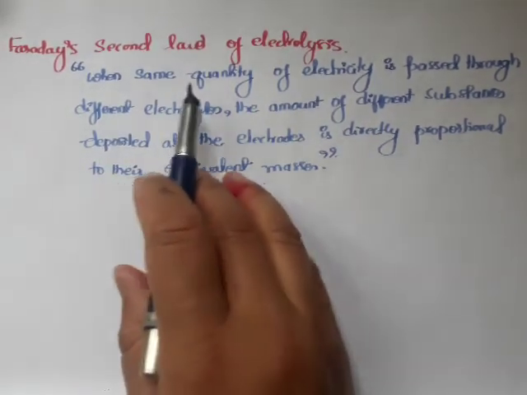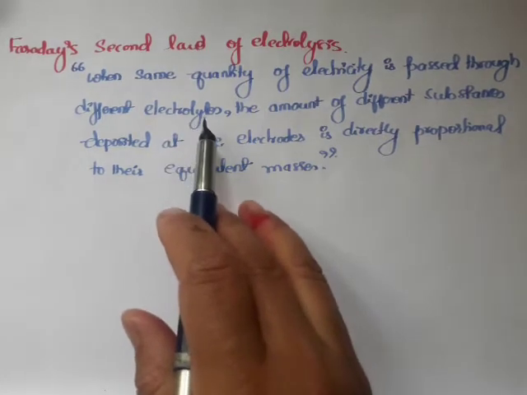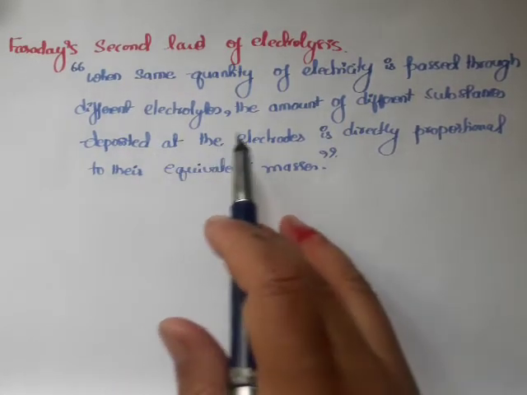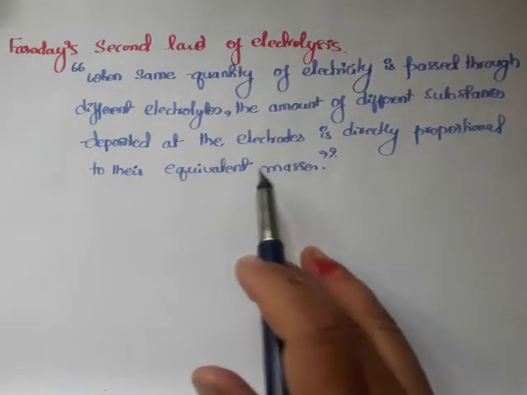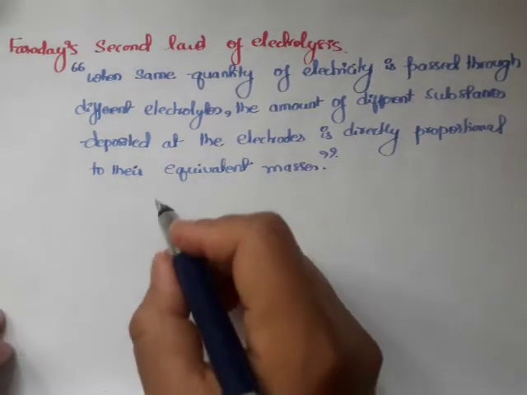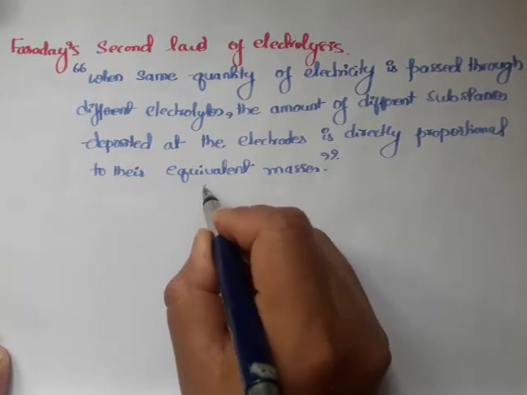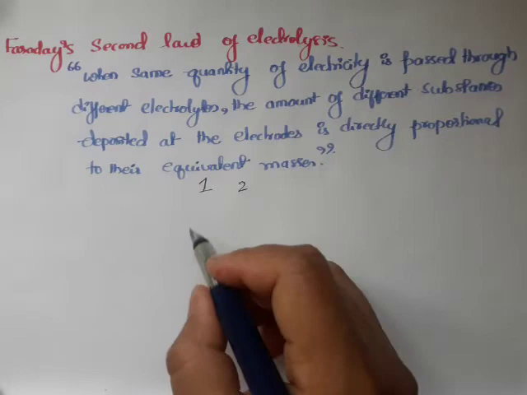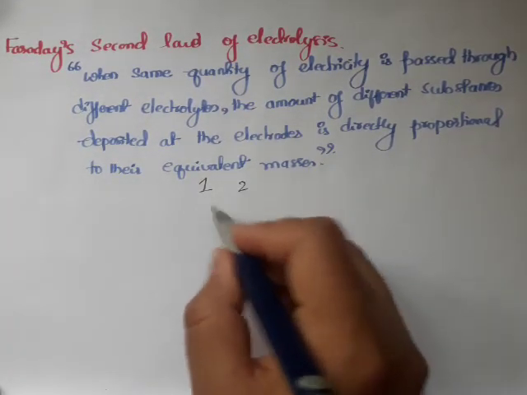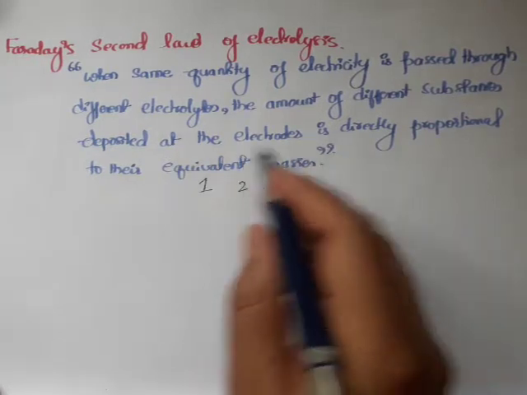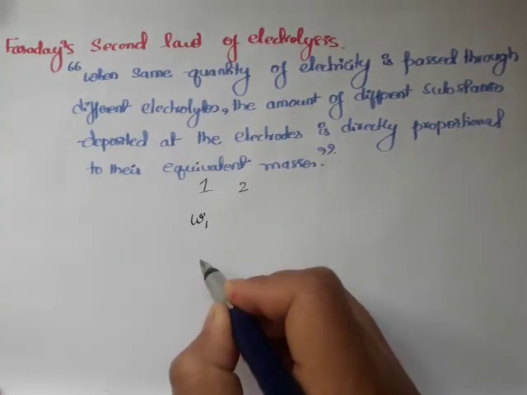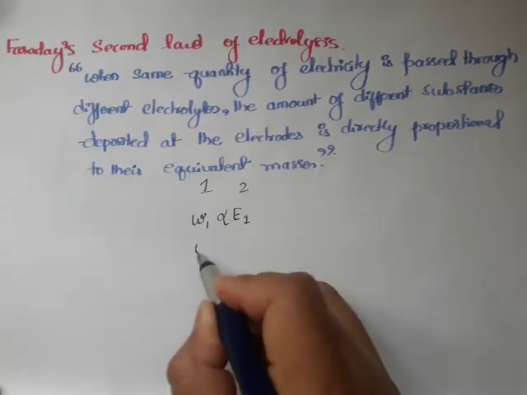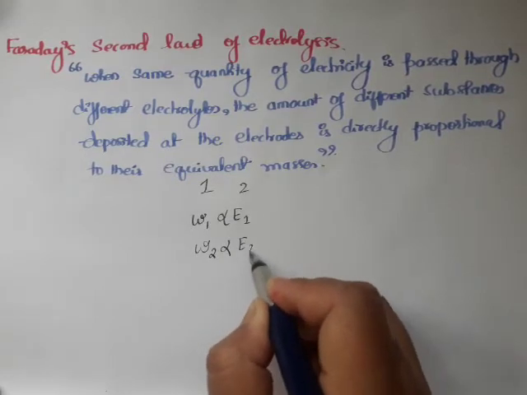Now let us discuss Faraday's second law of electrolysis. When the same amount of electricity is passed through different electrolytes connected in series, the amounts of different substances deposited at the electrodes are directly proportional to their equivalent masses. Suppose there are two electrolytes, 1 and 2, and the electricity passed through them is the same, and they are connected in series. Then the amount of substance deposited will be directly proportional to the equivalent weight. This is for electrolyte 1 and this is for electrolyte 2, according to Faraday's laws of electrolysis.